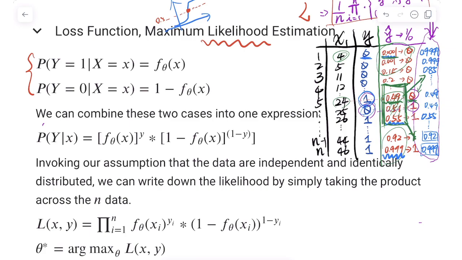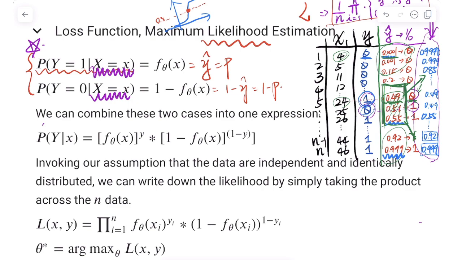Okay. So again, that is the probability we want to calculate. So that is y hat, right? So that is p. And it's 1 minus y hat, or 1 minus p. But mathematics can tell us that conditional probability is a little bit difficult to manipulate. So we transform these two conditional probabilities into one single formula. So let's take a look at this one.